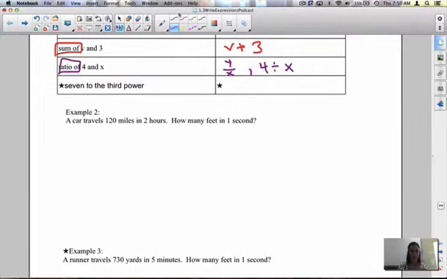The first story problem we're going to go over, you're going to have to actually convert them into the correct units. Okay, a car travels 120 miles in 2 hours. How many feet in 1 second? Okay, there's a couple things that we need to know. We are translating from miles to feet. So I think we probably should know how many feet are in 1 mile. So off to the side, 1 mile equals 5,280 feet.